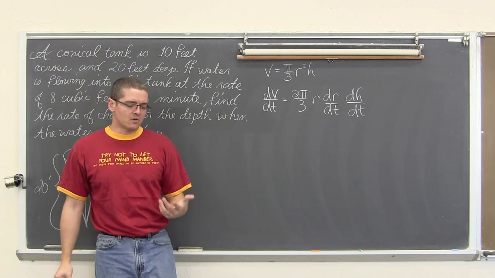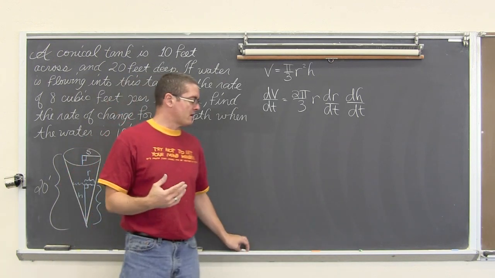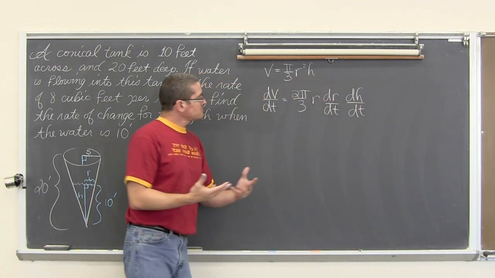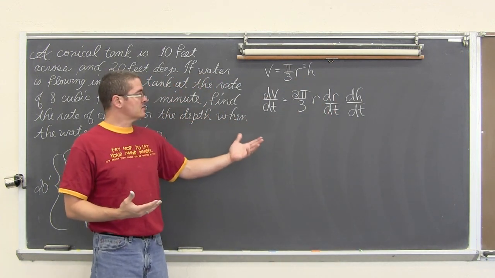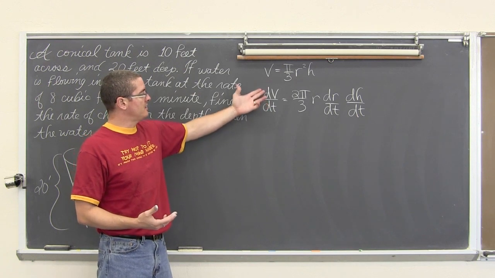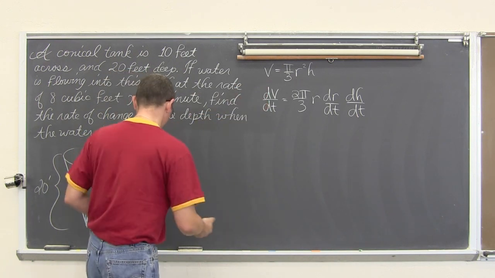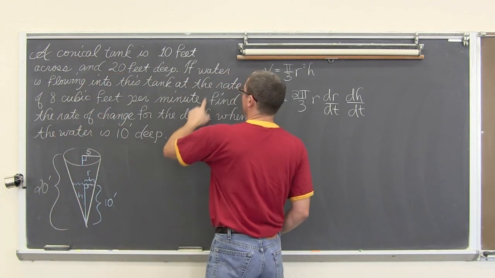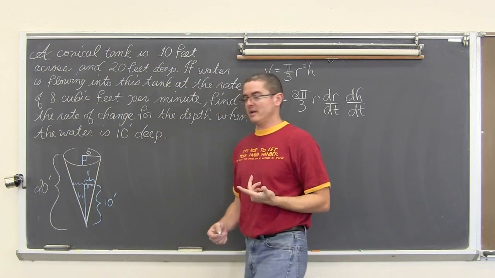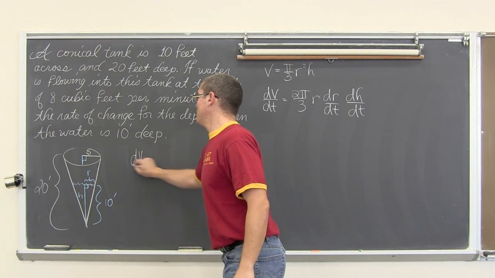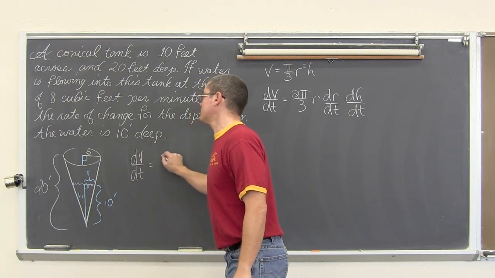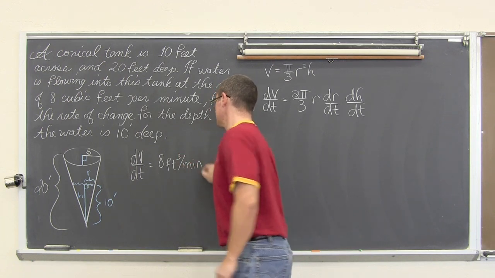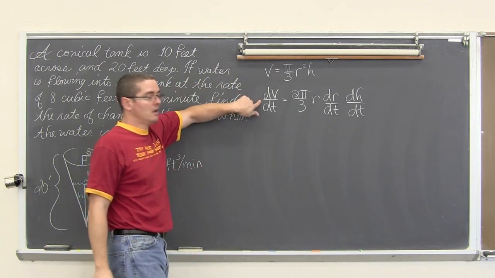Well, I'm just trying to do this in a way that points out all the little faults that I think you might be having as a student. And what's the problem with this? We're being asked to find dh over dt. Well, dV over dt is the change in volume over time, and I've been told that we're putting in 8 cubic feet per minute. So dV over dt is equal to 8 cubic feet a minute. So I have something to put in here.